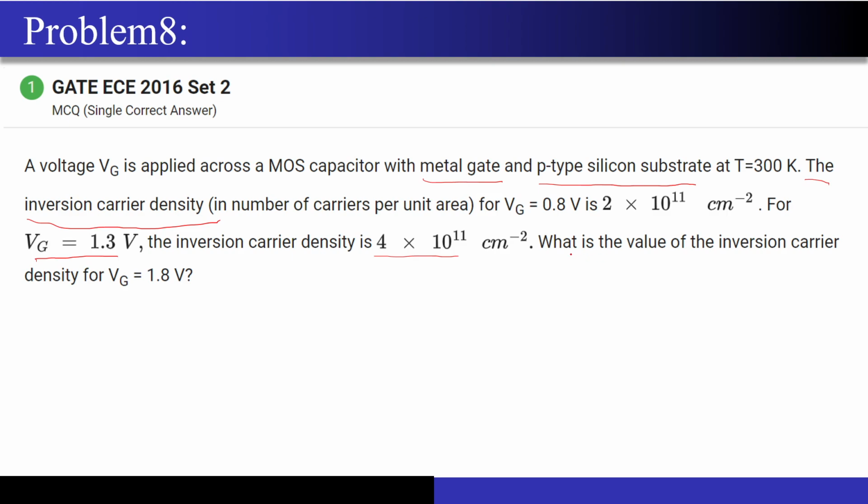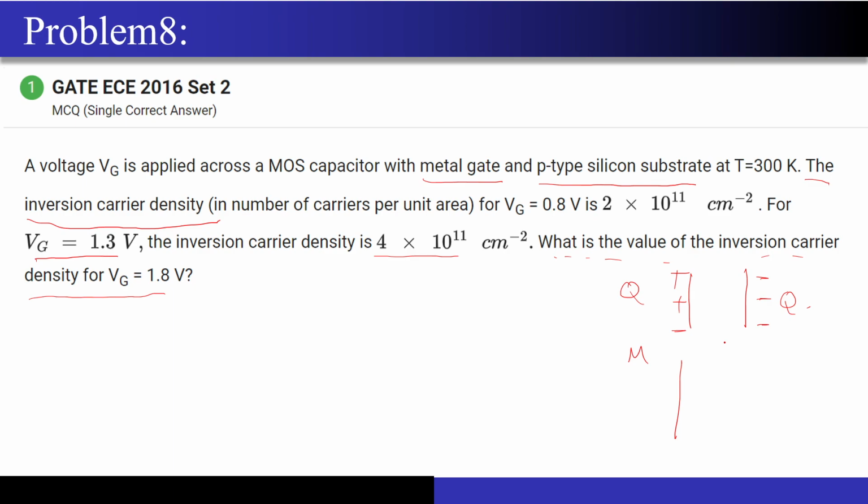And now they are asking, what will be the inversion carrier density when my VG is equal to 1.8 volts, right? So now let me tell you what this inversion carrier density is. See, if I have a simple capacitor with me, and I have a positive Q charge on one plate, then I have the negative Q charge on another plate, right? Now what is actually happening in the MOS case?